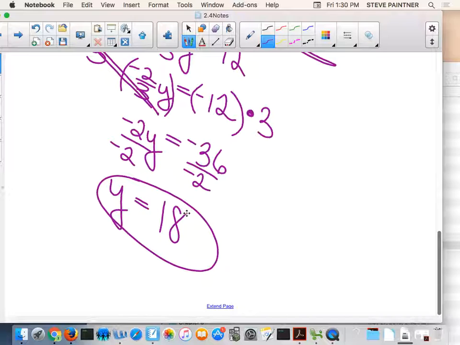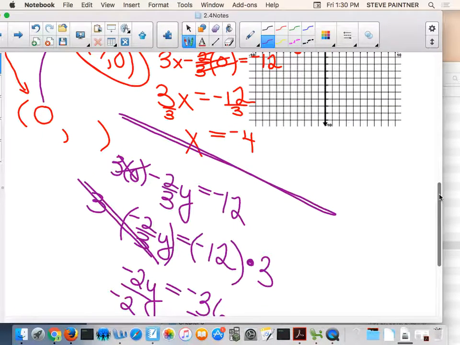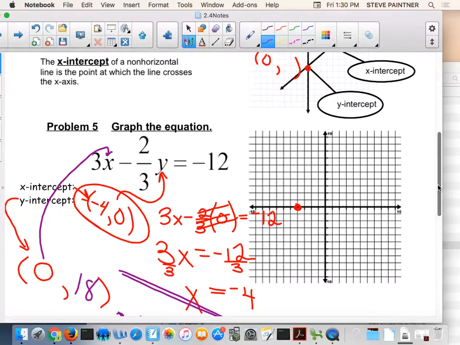That stands for the what? Okay, so we go 0, 18. And then we have to do what? Graph it. Now here's the problem. 0, 18 falls where? Oh, yeah, that's 10. So what do you want me to do?